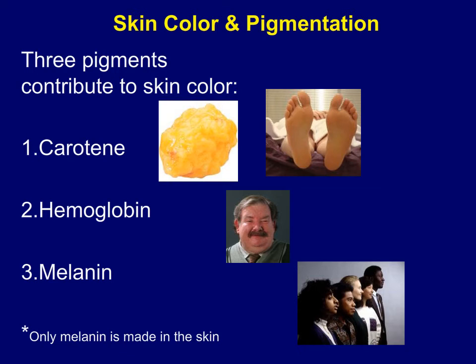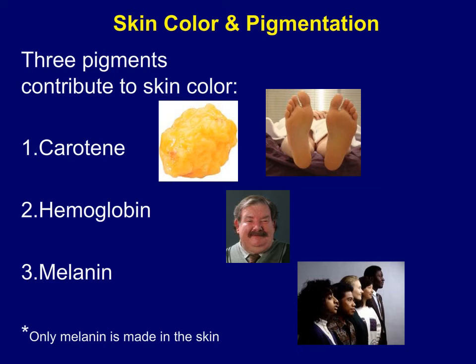The other two pigments, however, still have a role in determining the color of the skin. And so hemoglobin is the pigment that we find in red blood cells, and it has a red coloration. And so hemoglobin is important for giving certain people the red hue that they have in their face. If you look at people that are Irish or of European ancestry and they don't have a whole lot of melanin, you can often see that sort of ruddy pink complexion, and that pink complexion comes from hemoglobin.